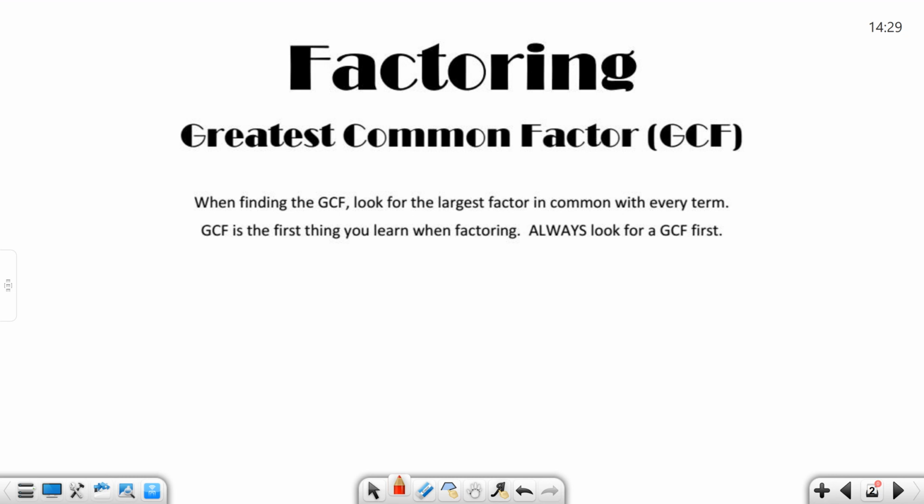I'm going to talk about identifying problems, how many terms there are, that kind of stuff in all my factoring videos. But the very first thing you always do is look for a GCF. Okay? So let's factor these completely.